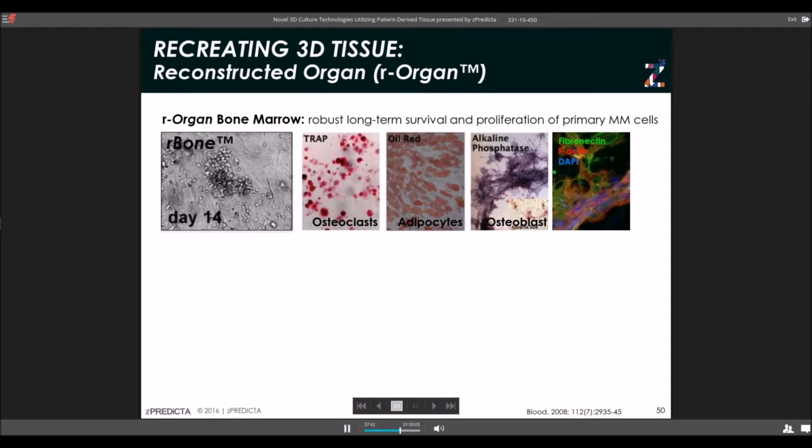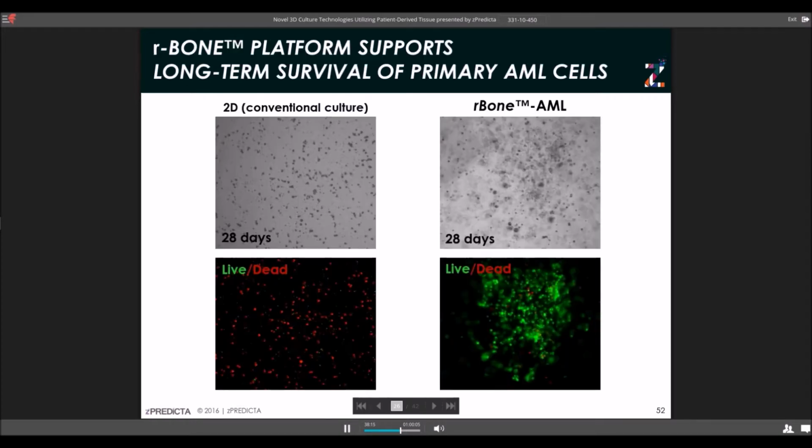So going back to the Arbonne model that I mentioned earlier, this is our platform where we're recapitulating the environment in an organ-specific manner, really reconstructing an extracellular matrix that will mimic the extracellular matrix found in a particular organ. That allows us to maintain the hematopoietic compartment, in this case of multiple myeloma, and the full stromal compartment of osteoclasts, adipocytes, osteoblasts, and stromal cells over an extended period of time. This shows 14 days, we've done it up to 28.